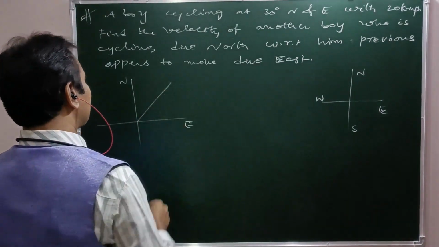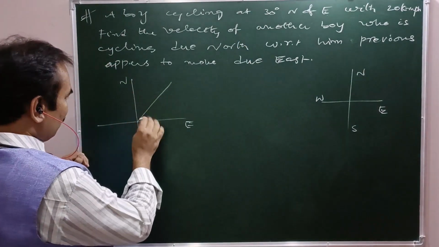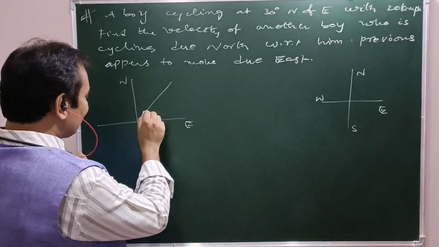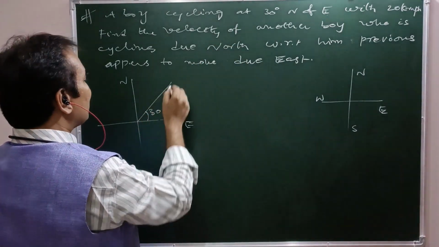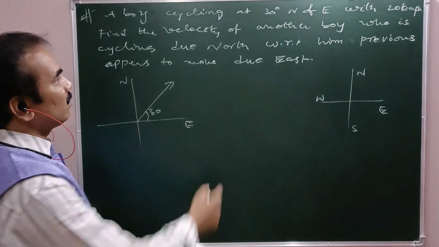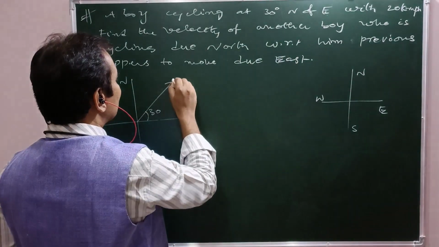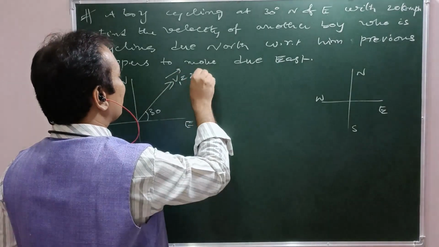So 30 degrees north of east means the angle is taken with east. So this is 30 degrees. This is the direction of motion of the first boy. So what is the velocity? 20 kmph. So this is V1 bar, that is 20 kmph.